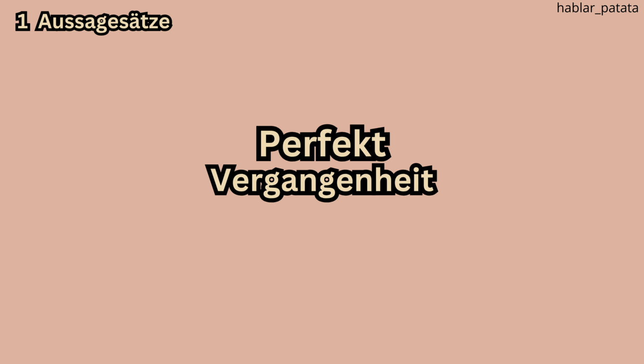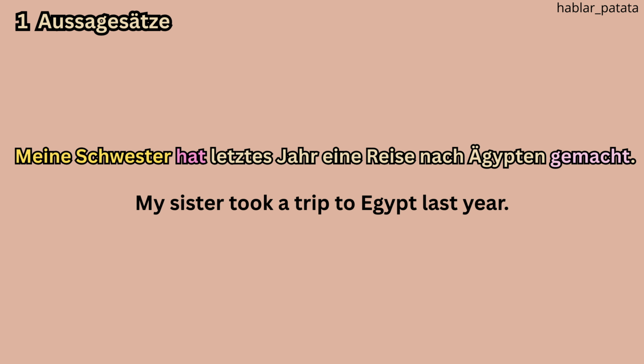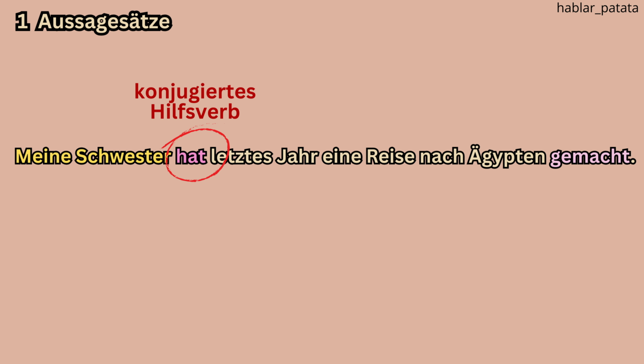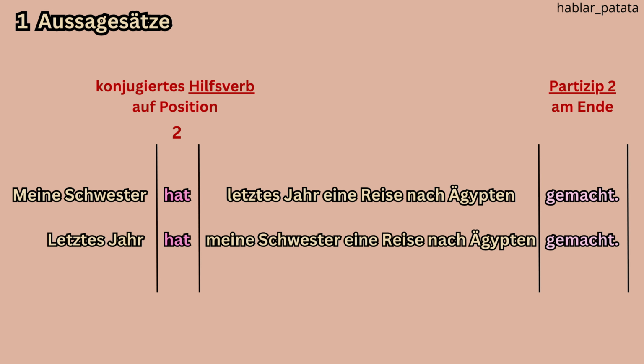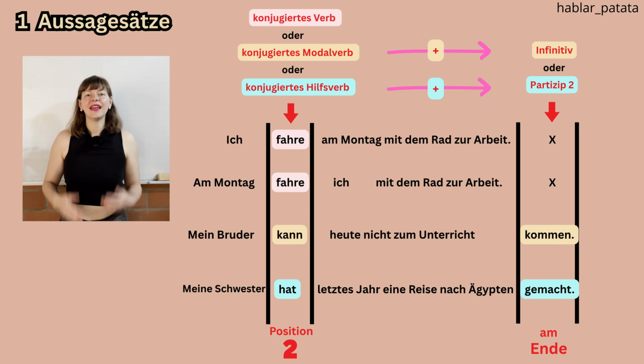When we have a sentence in the past tense perfect, the structure remains the same. Instead of the modal verb, we have the auxiliary verb, the Hilfsverb, in position 2. And at the end of the sentence, we have the past participle form, Partizip 2, of our main verb. And this covers most of the information you need for now.